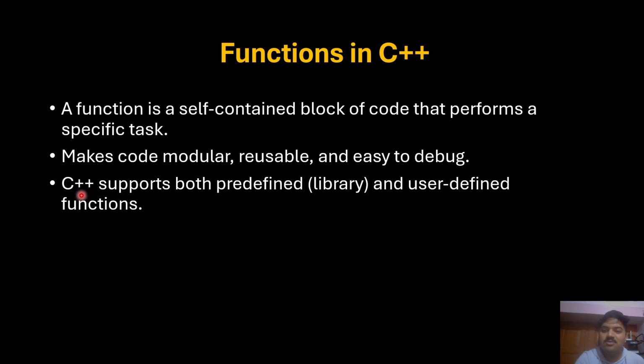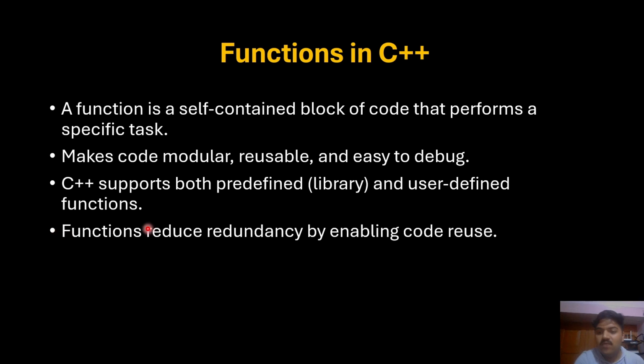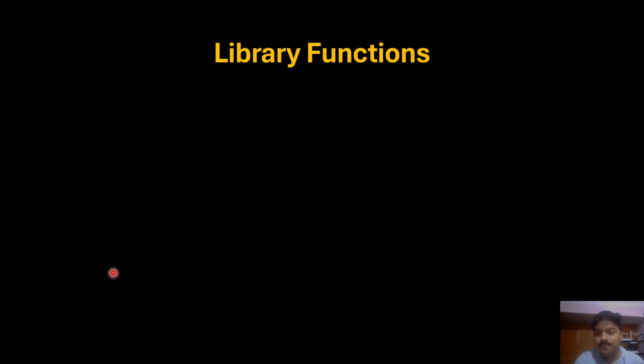C++ supports both predefined library functions and user-defined functions. Predefined library functions are functions which come with the language, and user-defined functions are the functions which are defined by the user or the programmer. Functions reduce redundancy by enabling code reuse. So we can use the code again and again so that the code has less redundancy.